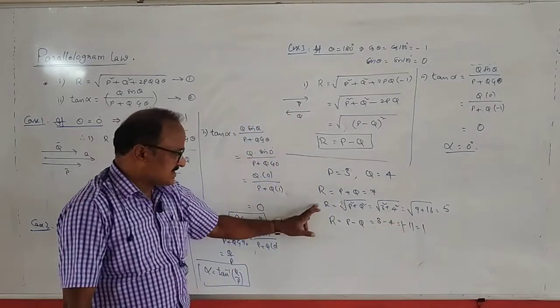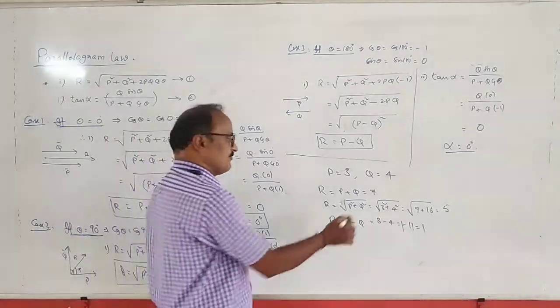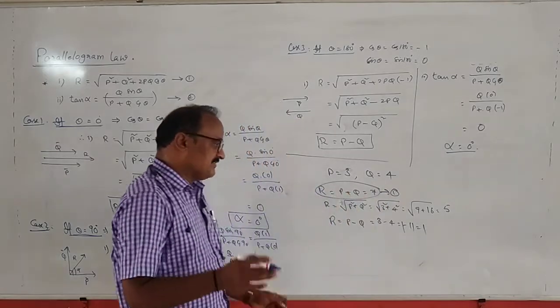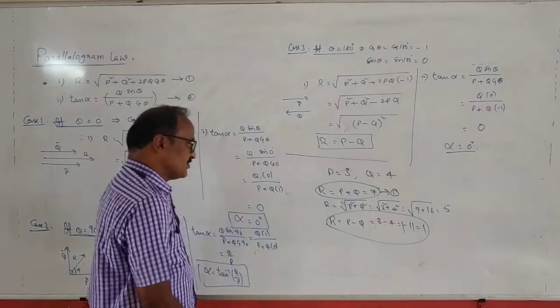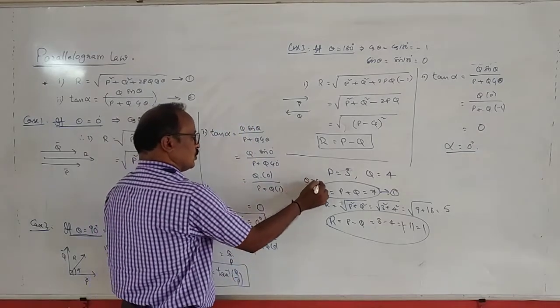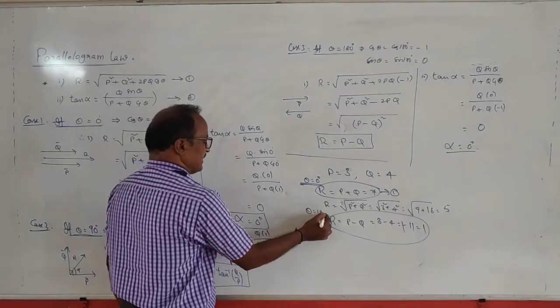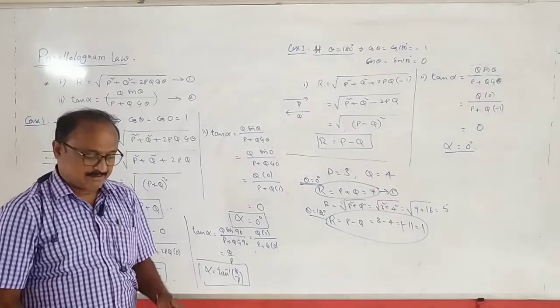So out of all these three possible values, in which case is the resultant maximum? First case. This is the maximum resultant. Again, in which case will the resultant be minimum? Third case. Okay? If theta is equal to 0, the resultant will be maximum. If theta is equal to 180 degrees, the resultant will be minimum. Come on, tell me, my dear friends.